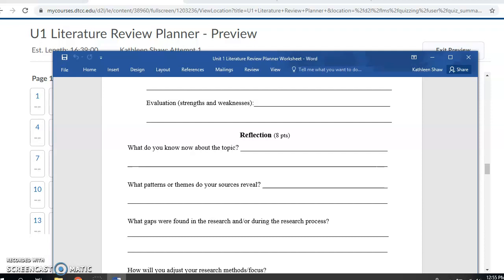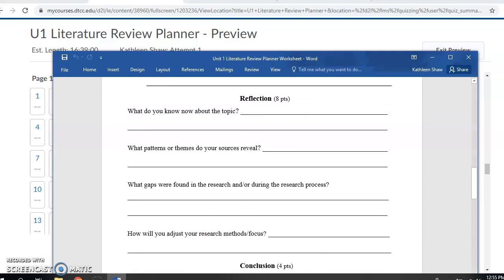I now know that this topic is incredibly popular in this particular part of the United States. Like, what do you now know about the topic that you didn't know before? What patterns or themes do your sources reveal? So what patterns are you noticing? What themes do you see coming up over and over again? So if you're looking into something like green construction, if you keep reading about materials, sustainable materials, that might be a pattern or theme you want to mention.